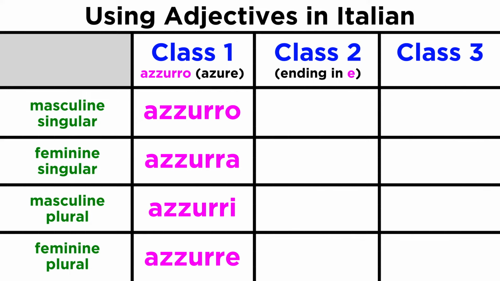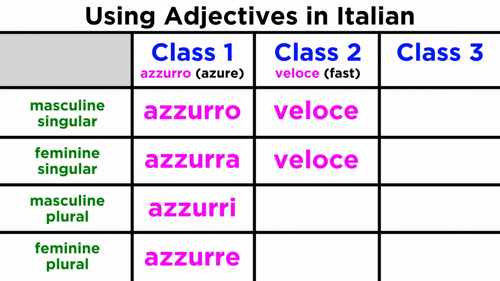Next, we have the adjectives whose dictionary forms end in E. These will have only 2 forms, singular and plural. One object, whether masculine or feminine, will be veloce. Multiple objects will be veloci, again, regardless of gender.